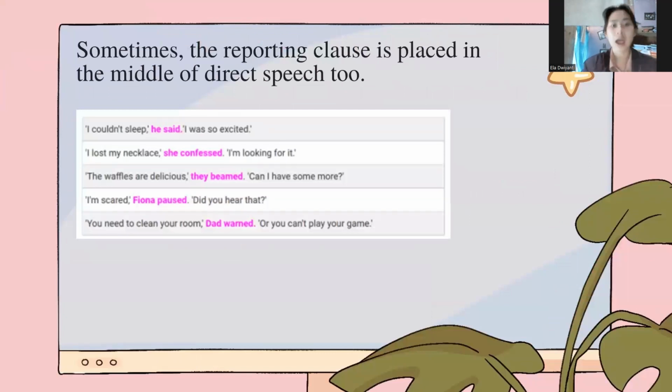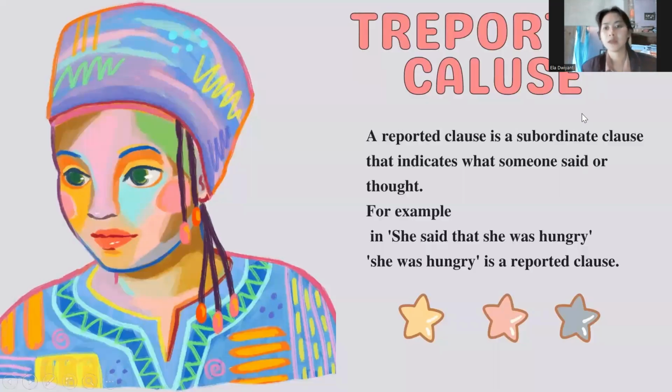Sometimes the reporting clause is placed in the middle of direct speech too. For example, "I could sleep," he sighed. "I was so excited. I lost my necklace," she said, confused. "I'm looking for it." As you can see, you can read it. Okay, the next.